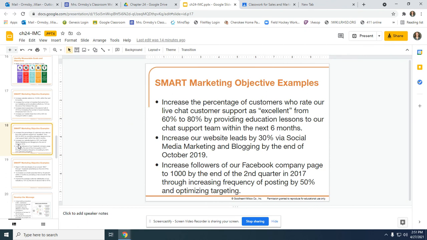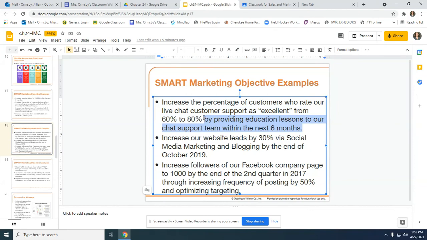So I have a few more examples. Increase the percentage of customers who rate your live chat customer support as excellent from 60% to 80% by providing education lessons to our chat support team within the next 6 months. I like this one specifically because it says how you're going to reach your goal.